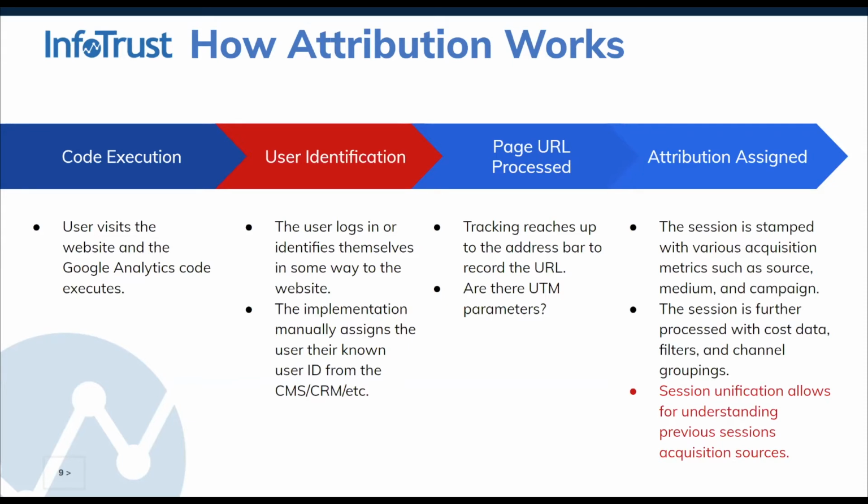Typically, I see this come from a content management system or a customer relations manager. So, for example, if you have your Salesforce CRM configured to manage the accounts, you could send that user ID from Salesforce back, stamp that user with it in GA, and then have continuity across both platforms.